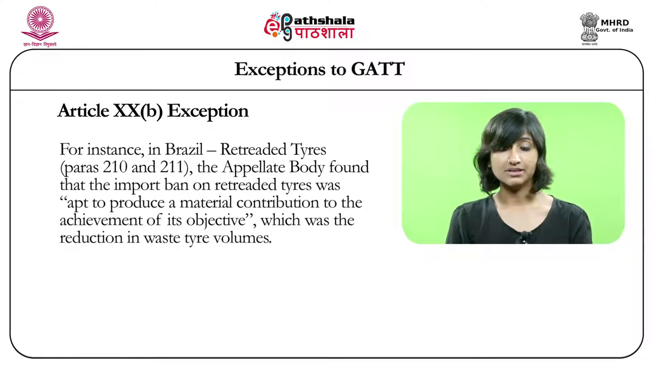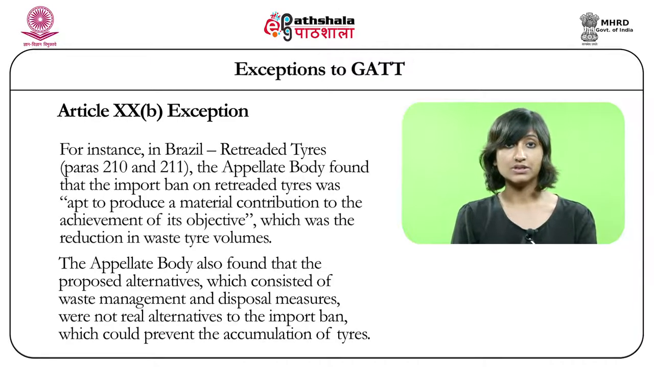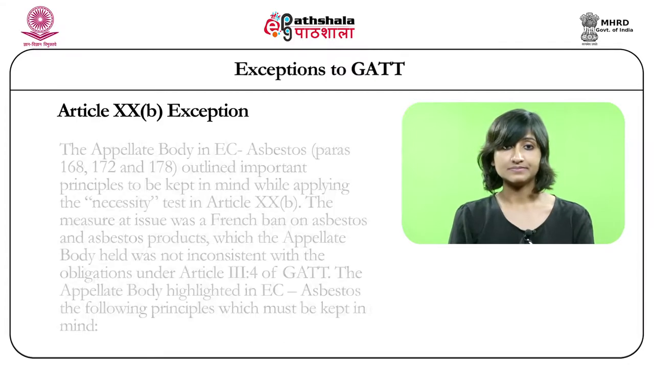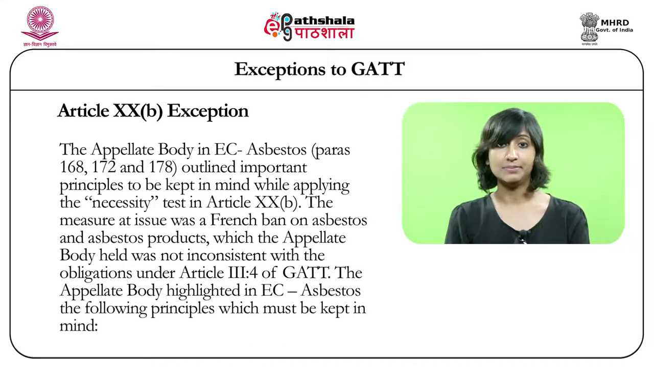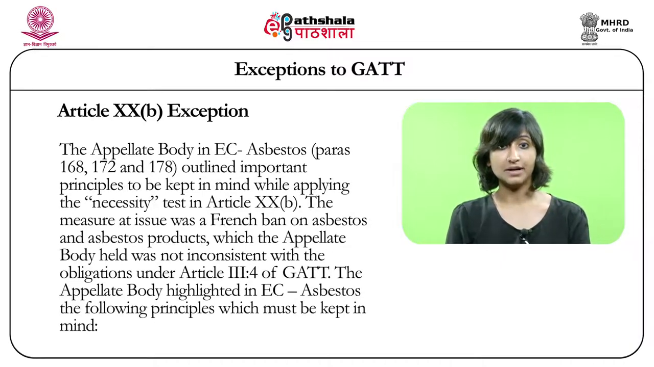For instance, in Brazil retreaded tires, paragraphs 210 and 211, the appellate body found that the import ban on retreaded tires was apt to produce a material contribution to the achievement of its objective, which was the reduction in waste tire volumes. The appellate body also found that the proposed alternatives, which consisted of waste management and disposal measures, were not real alternatives to the import ban, which could prevent the accumulation of tires. The appellate body in EC Asbestos, in paragraphs 168, 172 and 178, also outlined important principles to be kept in mind while applying the necessity test in Article 20B.